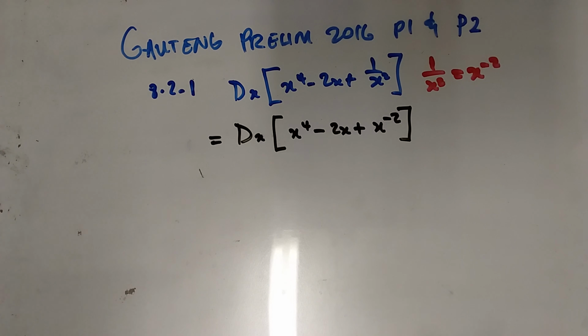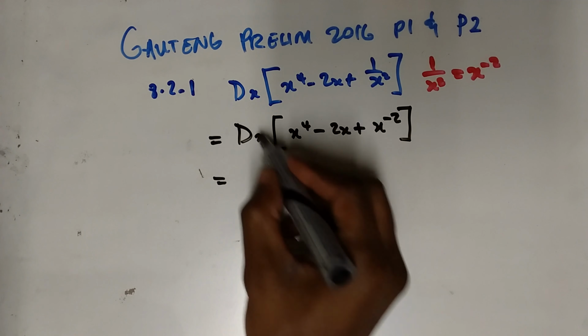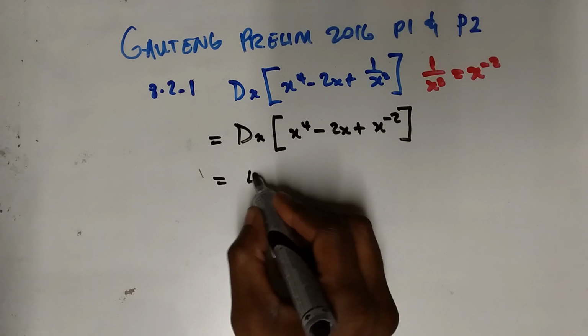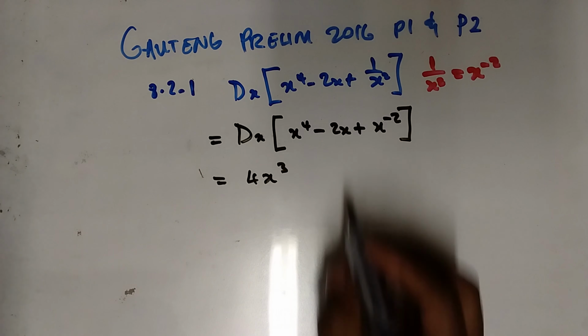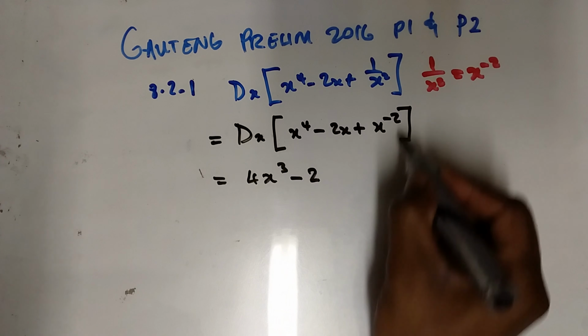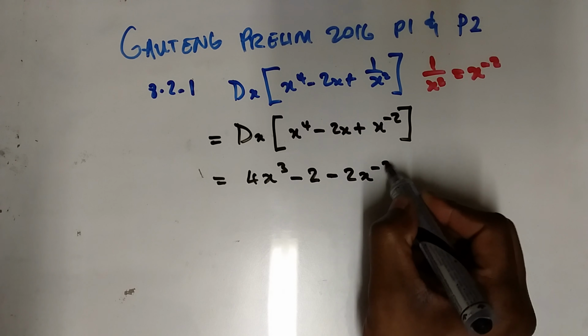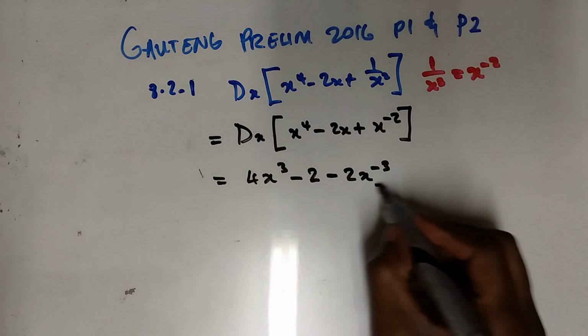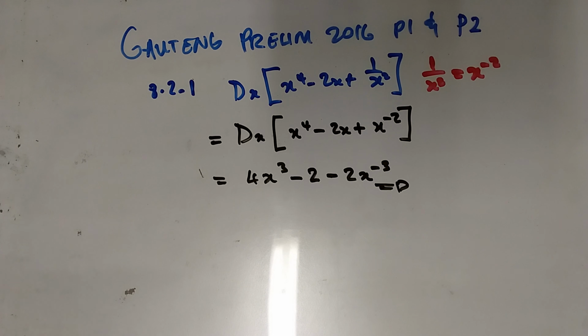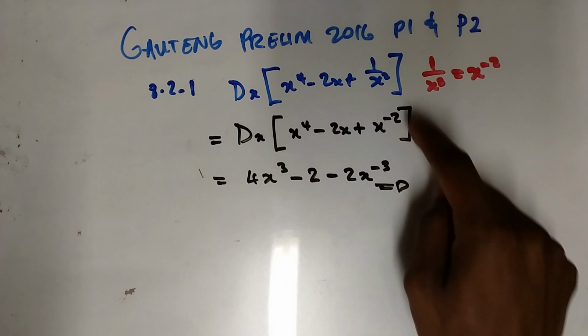Now when we differentiate this, we lose the d/dx, so it becomes 4x cubed minus 2, and then negative 2x to the negative 3. So this becomes our final answer, because now the only thing you have to do is just change this.